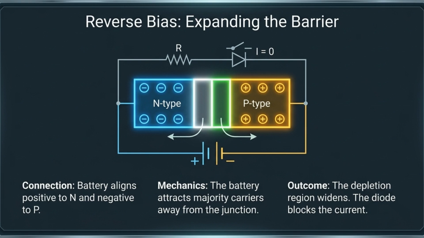In reverse bias, the battery is connected positive to N and negative to P. This attracts majority carriers away from the junction. The depletion region widens, and the diode blocks the current.